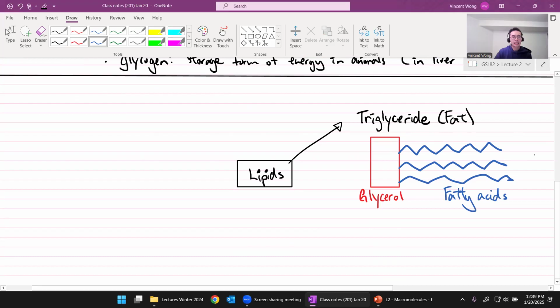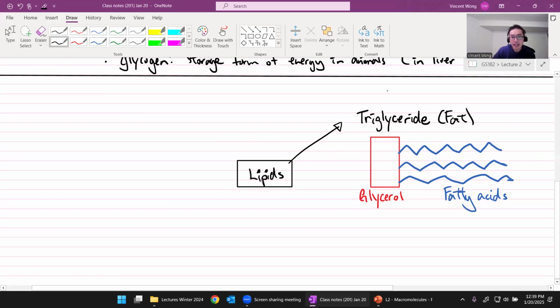So it's not a bunch of glycerol connected together to form a polymer. It doesn't work like that. You just need these components. To build a fat, you need one glycerol and three fatty acids. That's the recipe, if you would, to make fat.